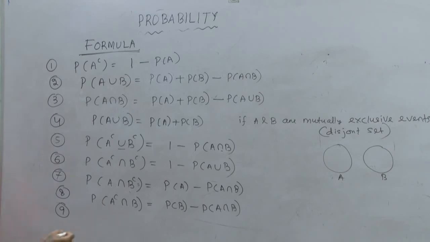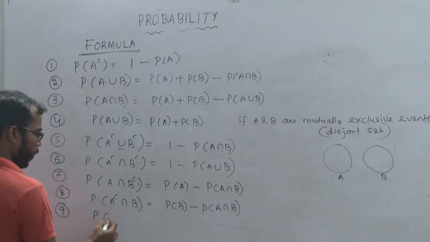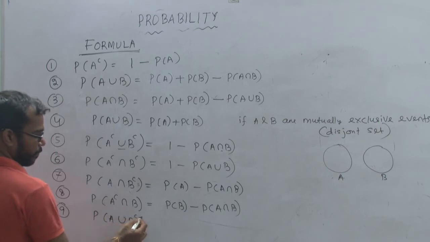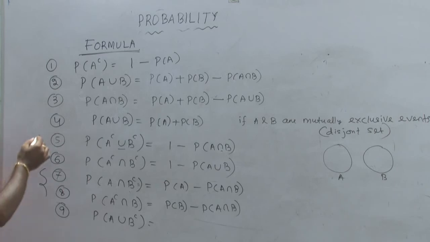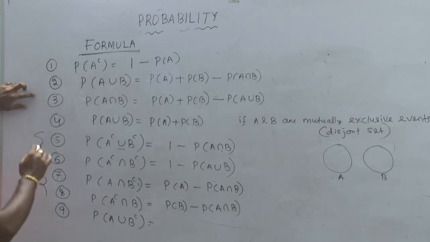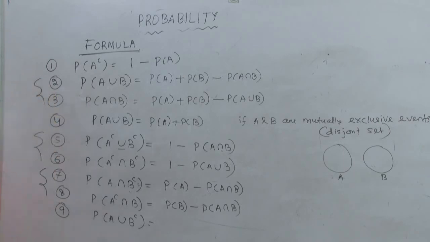Next, proceed to formula number 9, that is the probability of A union the complement of B. These two formulas are similar, and formulas number 5 and 6 are similar to each other, and you can see formulas number 2 and 3 are similar to each other.